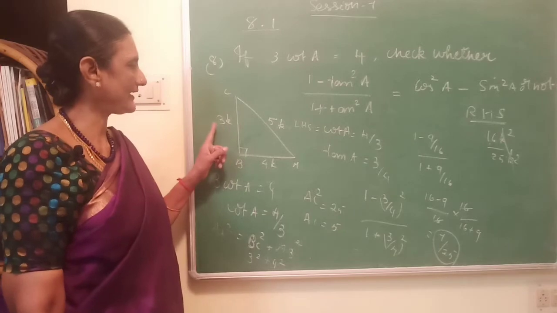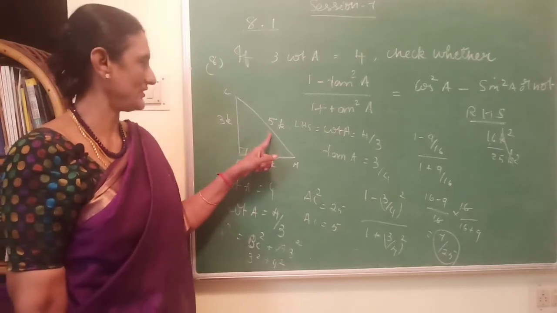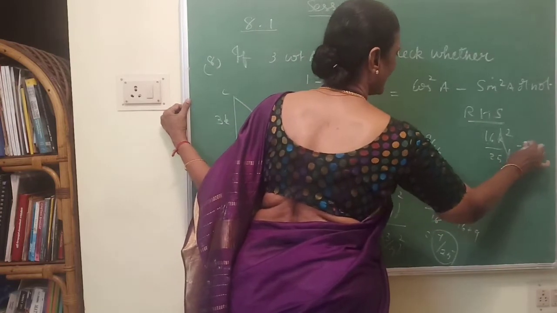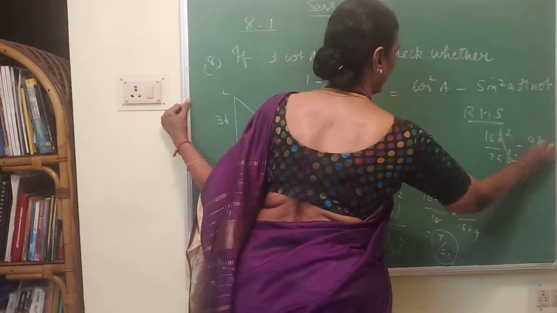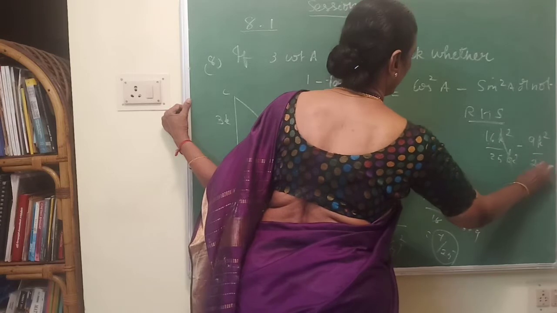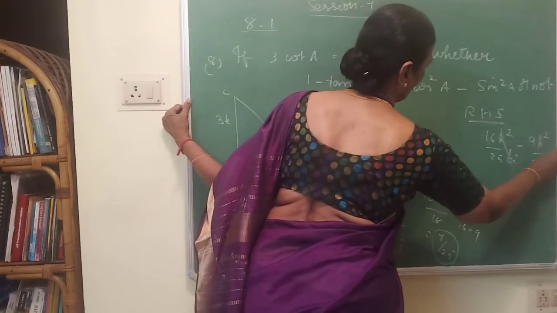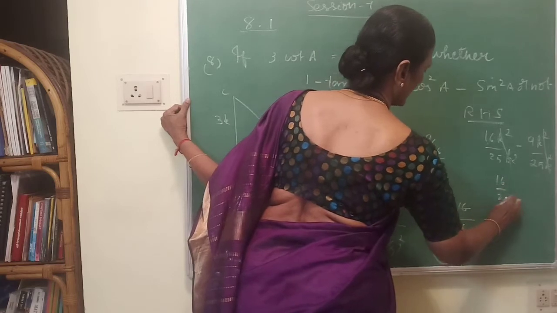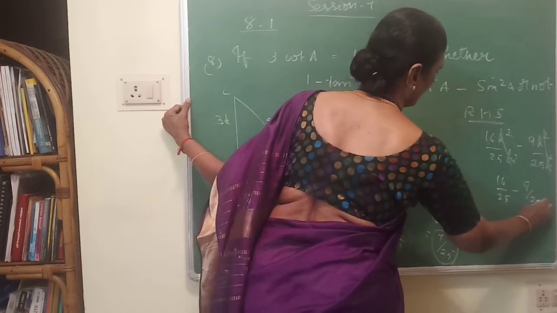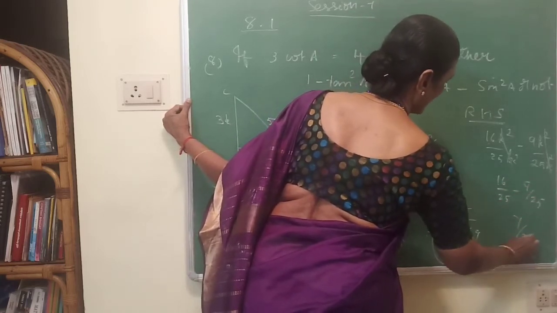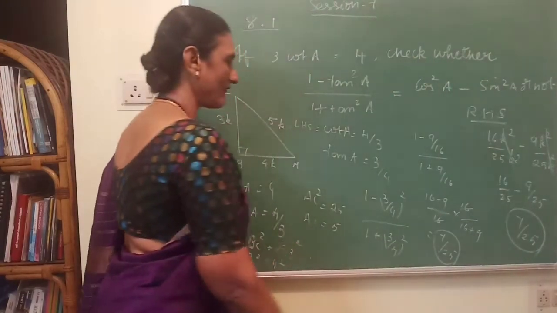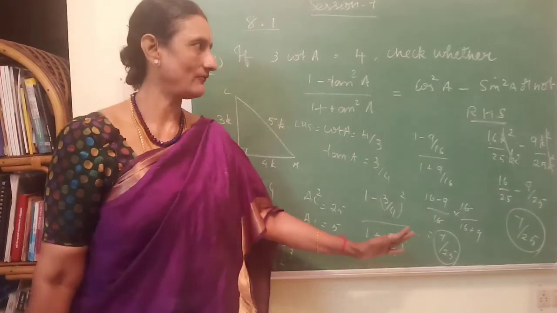And sin square A is opposite divided by hypotenuse. So, it is 9k square divided by 25k square. Obviously, this k square cancels. So, we have got 16 by 25 minus 9 by 25. That gives a value 7 by 25. So, RHS is 7 by 25. LHS is 7 by 25.